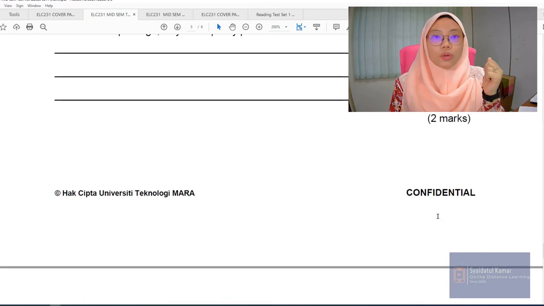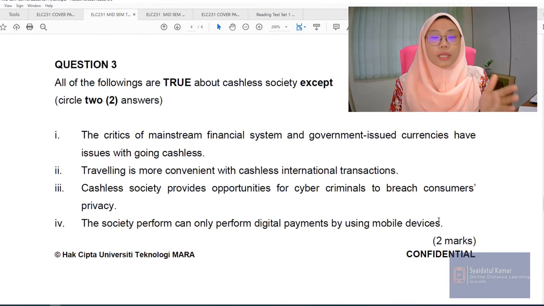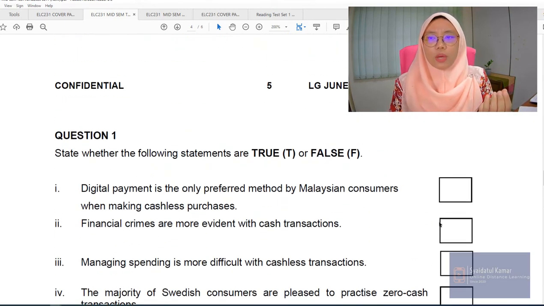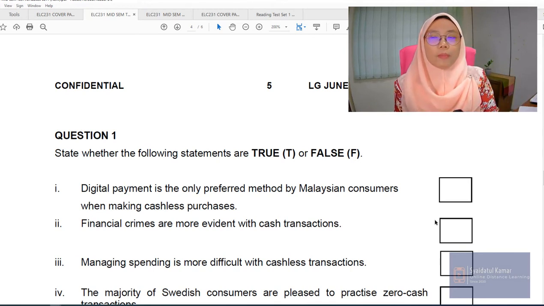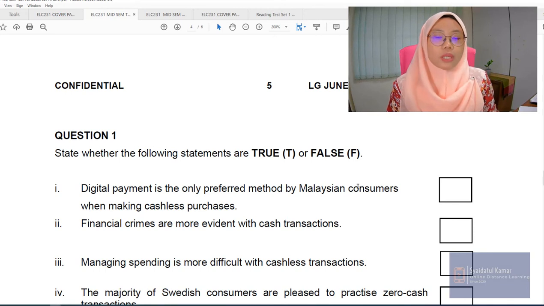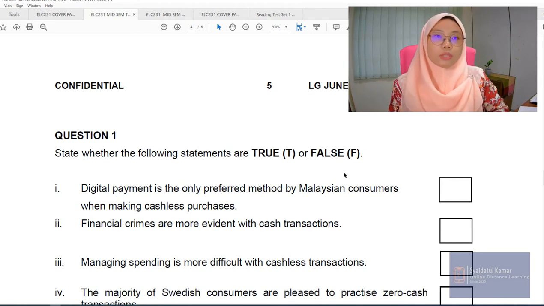Alright, so basically this is the format of the reading question. So I think reading is not that difficult because you have covered it in ELC151 last semester, and this is also covered in your high school during your SPM level for English subject. So it is basically the same, but this is only to refresh and to remind everybody how the reading test looks like.